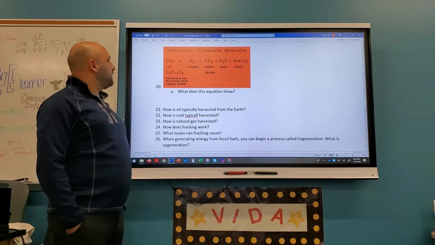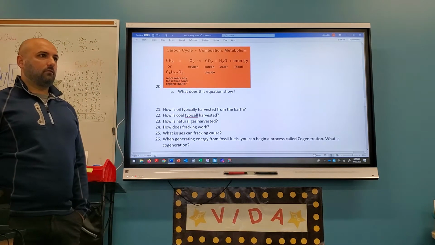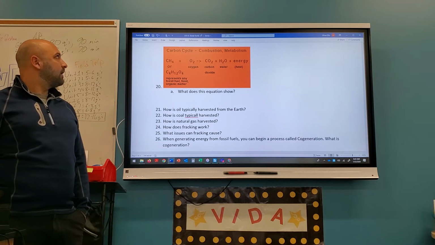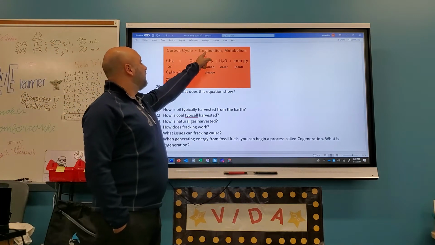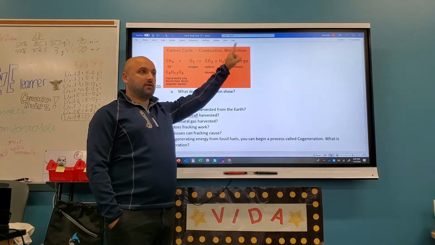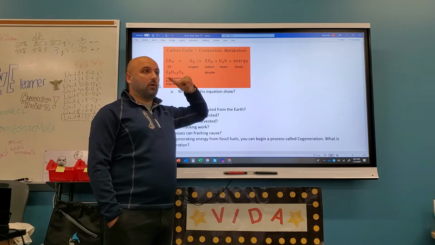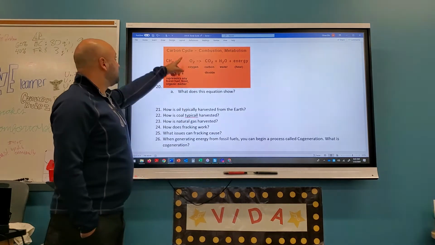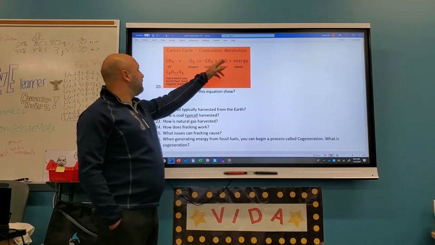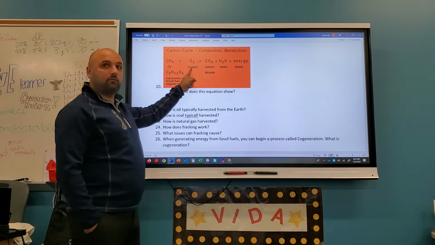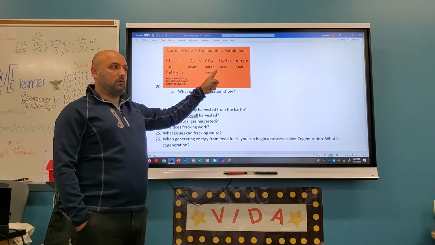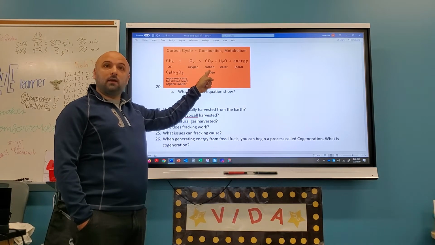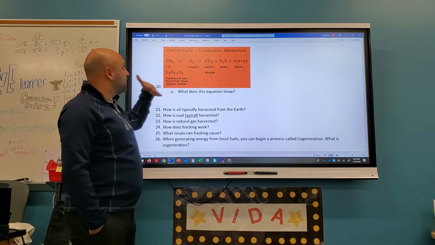What does this equation up here show? It says carbon cycle, combustion, and metabolism. This depends on whether you learned this in biology or in chemistry. Either one will make this easier. If you know the idea of metabolism, what equation is this essentially? I thought it was an equation for combustion. It is, but if you look at it carefully, it's also an equation for metabolism.